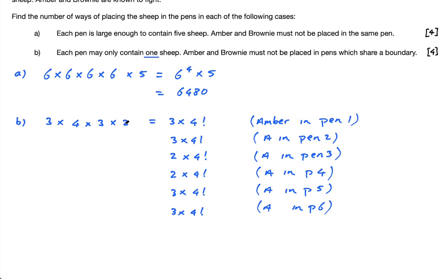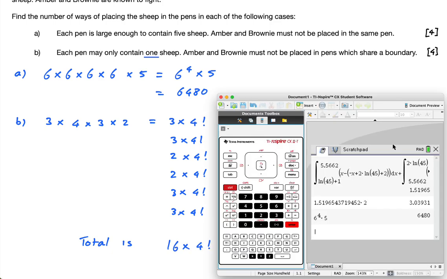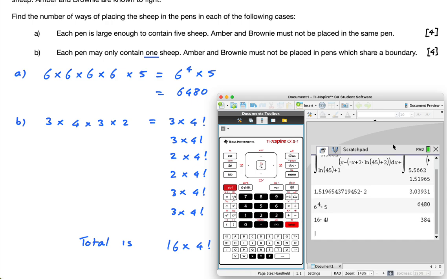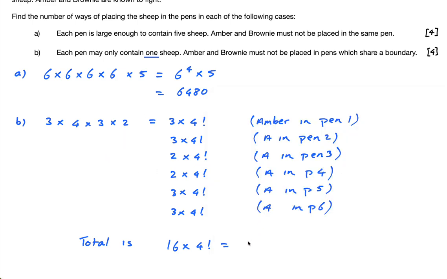So we're left with, what are we looking for? The total number of ways they can be put in the pens. So the total is 3 times 4 factorial plus 3 times 4 factorial plus 2 times 4 factorial, and so on. I'm just going to add these up: 3 plus 3 is 6, 7, 8, 9, 10, 11, 12, 13, 14, 15, 16. So it's 16 times 4 factorial, which is 384. So the total number of ways is 384.